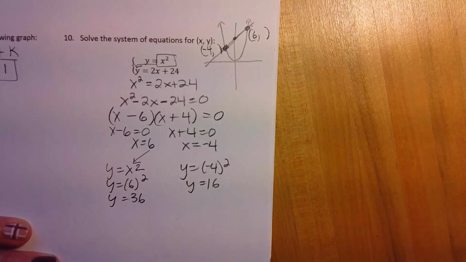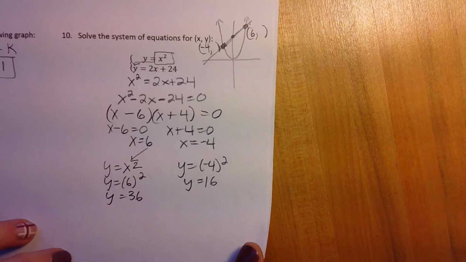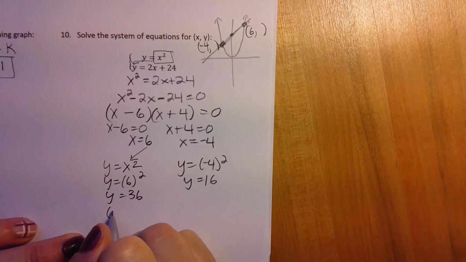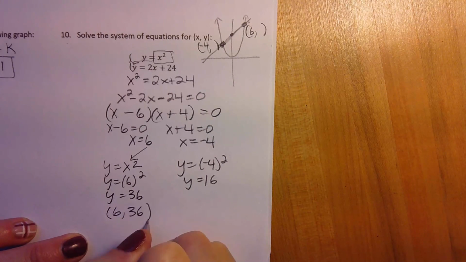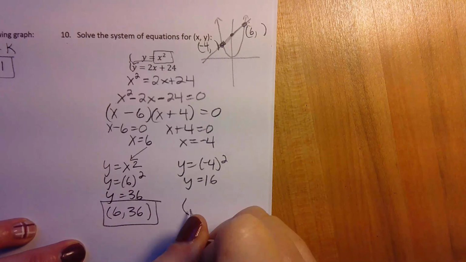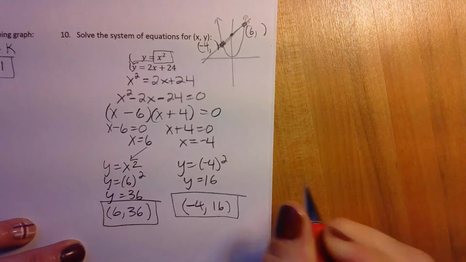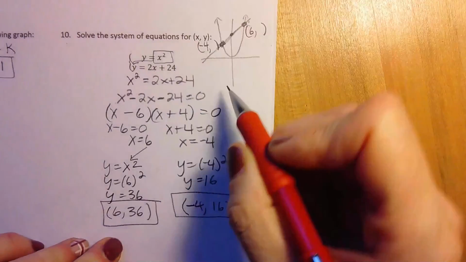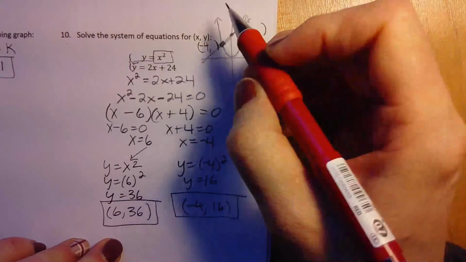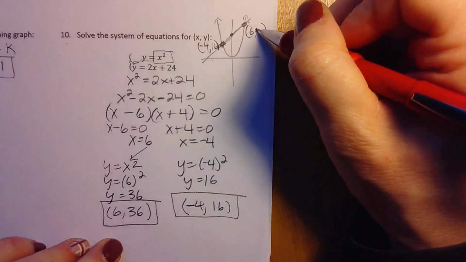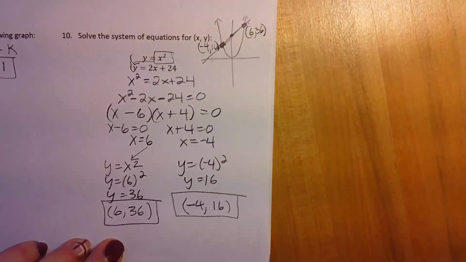And a 16. All right, so final answer here is when x is 6, y is 36. All right, and when x is negative 4, y is 16. So we actually have two solutions for this. And here's my little sketch. It kind of lines up. It's believable. Sometimes my sketches aren't.